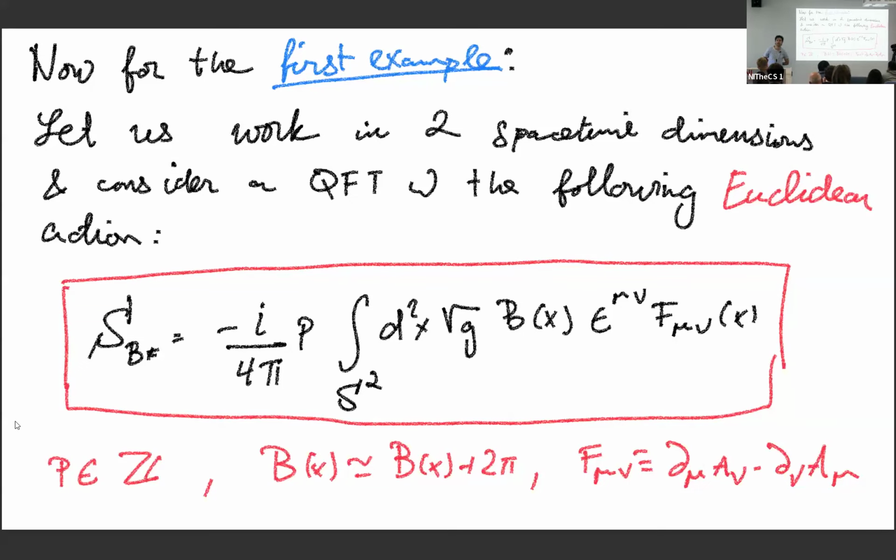If you haven't seen it, well, this is the action. It's very simple. It's a two-dimensional theory. Well, I'm going to give it in 2 dimensions. You can define it in any number of dimensions, but in 2 dimensions, it's particularly simple.